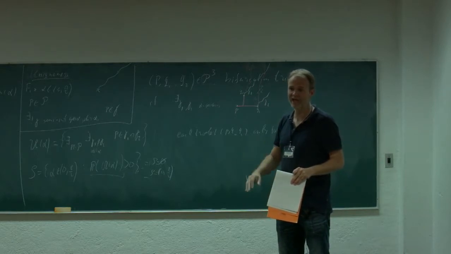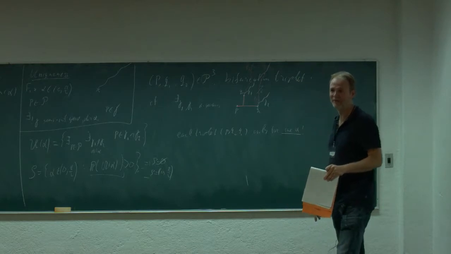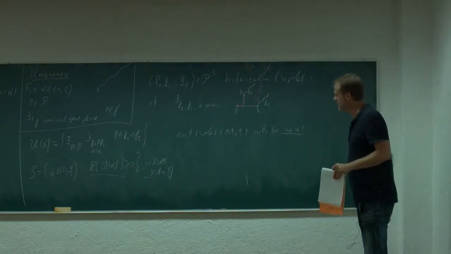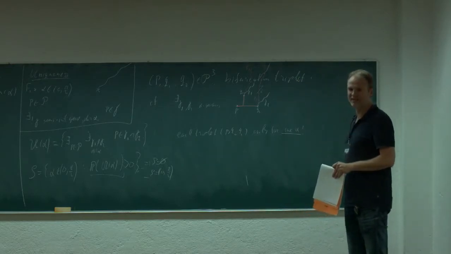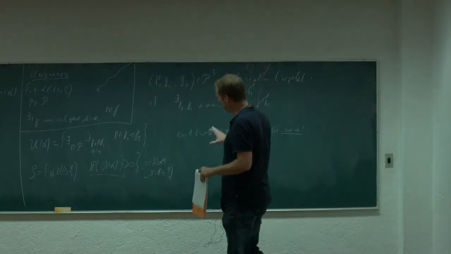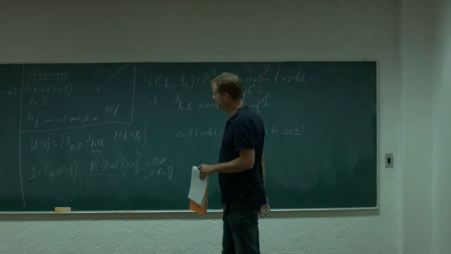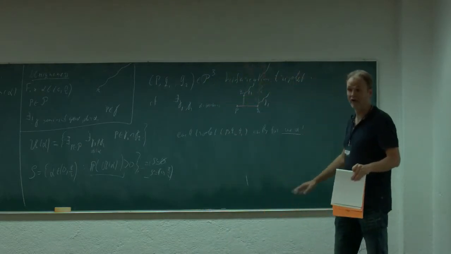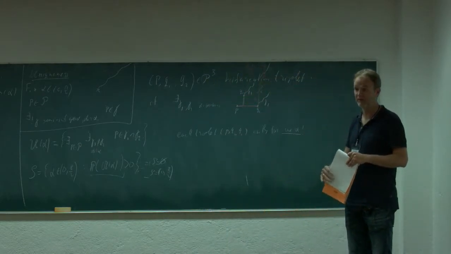Is that kind of convincing? That cannot happen? You need to make it a little bit more technical, but this is the idea behind it. It's not possible. So there can only be countably many, and that means that in fact there's no alpha for which this has a positive probability.